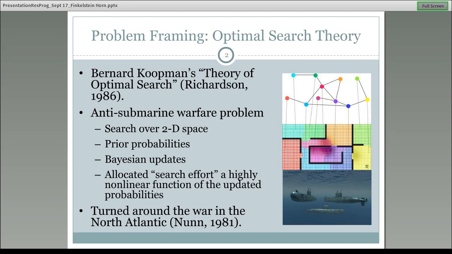So to strategically search for enemy submarines in the North Atlantic in World War II, Koopman invented this theory of optimal search. And this was an anti-submarine warfare problem that involved searching over the two-dimensional space of the ocean surface, coming up with prior probabilities about the target's location, phasing updates, and a resulting search in zones that were deemed likely to contain what was being looked for, where the allocated search effort was a highly nonlinear function of the updated probabilities. In other words, in a way that could not have been expected without performing these detailed calculations.